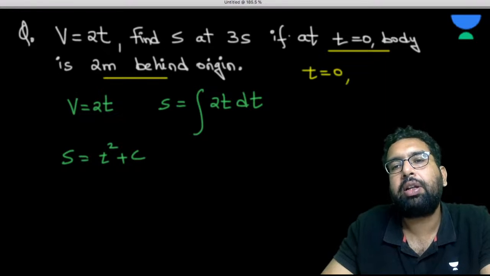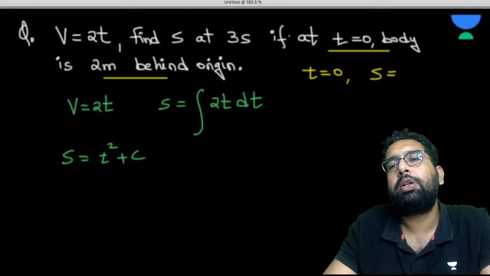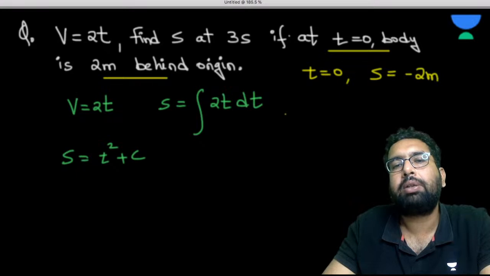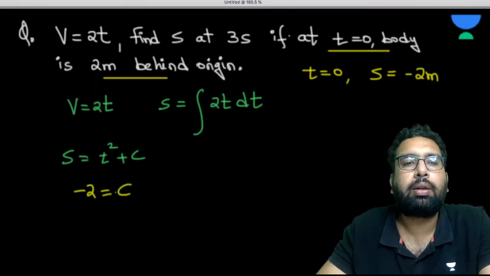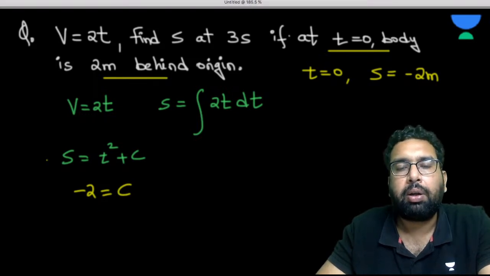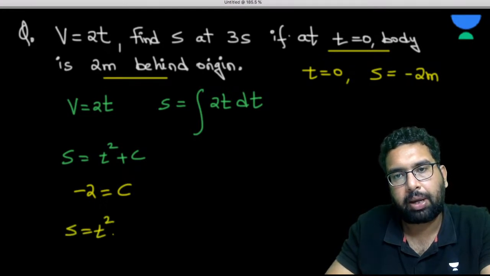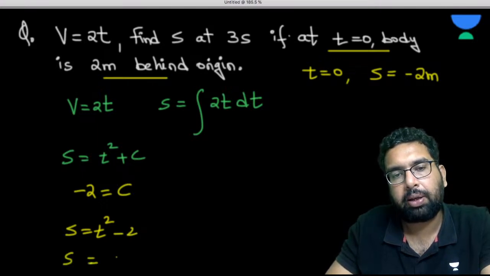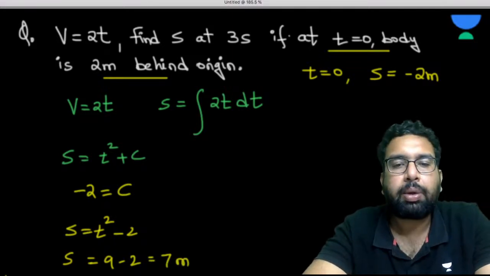Initially when the motion is started, t is equal to 0, the body is 2 meter behind origin. That means the displacement is minus 2 meters. So s is equal to minus 2, so c is equal to minus 2. If we put it here, this becomes t square minus 2. What is the displacement at t is equal to 3 seconds? This is 9 minus 2, so the displacement is going to become 7 meters.